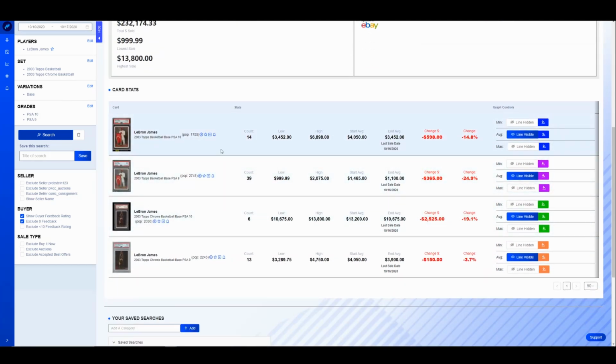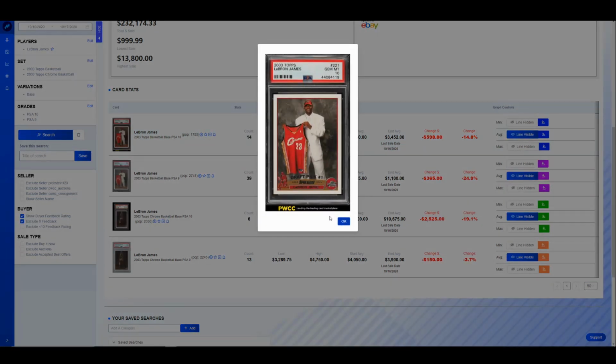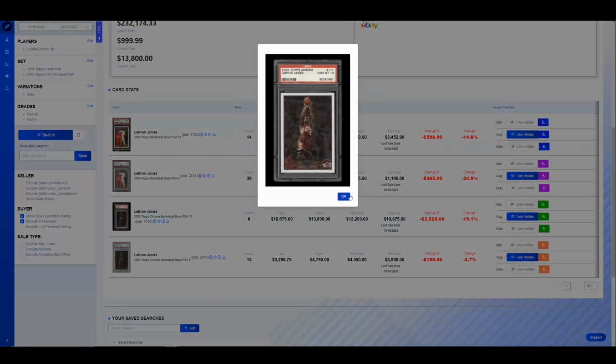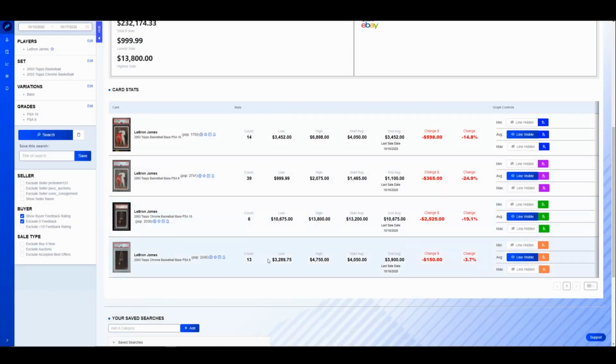So I pulled up his Topps white suit, PSA 10 and PSA 9, and his Topps Chrome, PSA 10, PSA 9. All four of them are down. The PSA 9 is down the least percentage, which is a little weird, but everything else is down 15 to 25%. And once again, this is over the last 7 days. So once again, the market got flooded with this stuff.